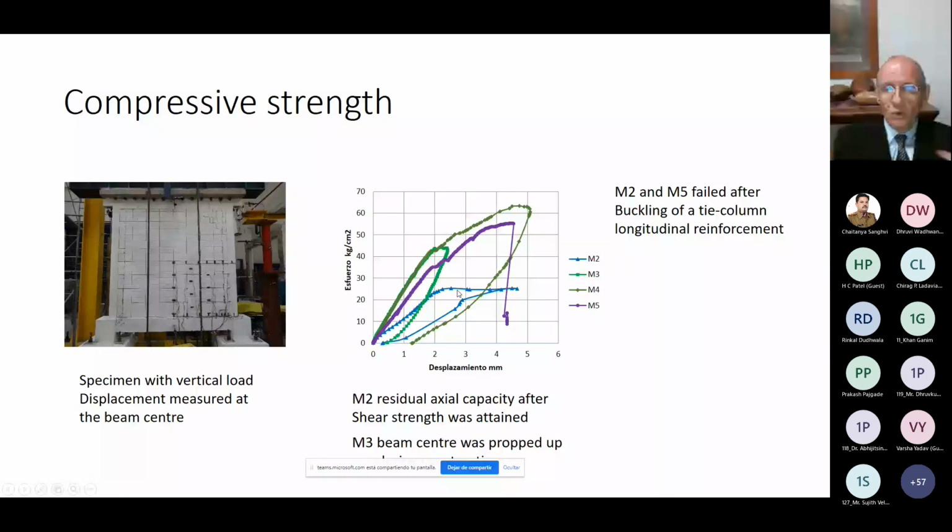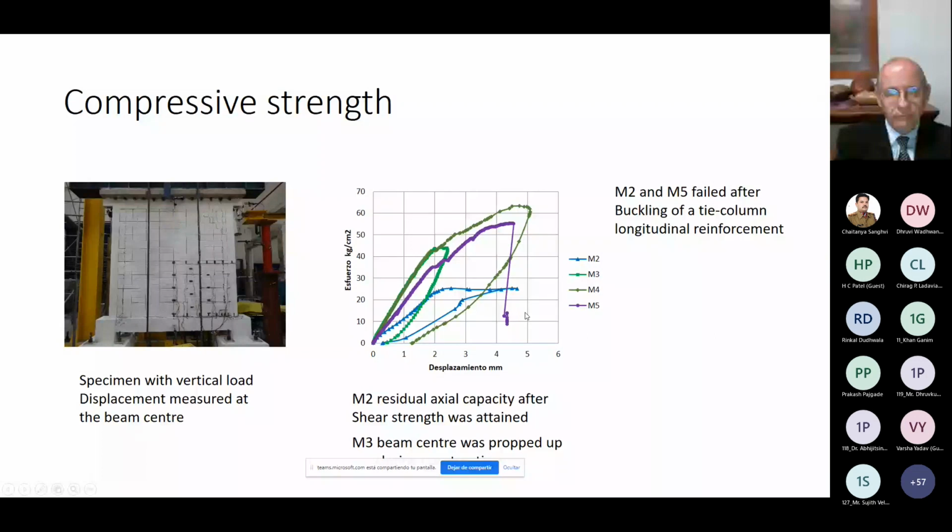And this can be thought of as, if you see a wall that has been damaged by an earthquake, you can always ask yourself if this wall is stable, meaning it is capable of resisting the vertical loads. And usually, as we can see, they have a lot of axial capacity left after failing by shear.